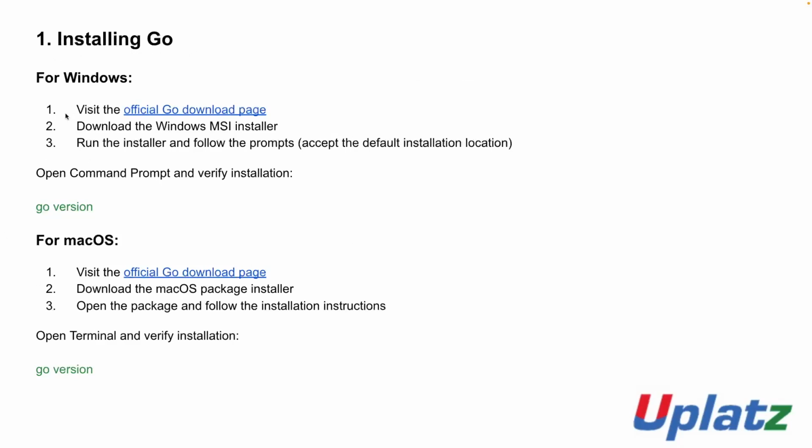Installing Go. Visit the official Go download page. Download the Windows MSI installer. Run the installer and follow the prompts. Accept the default installation location. Open command prompt and verify installation: go version. For macOS, visit the official Go download page. Download the macOS package installer, open the package and follow the installation instructions. Open terminal and verify installation: go version.